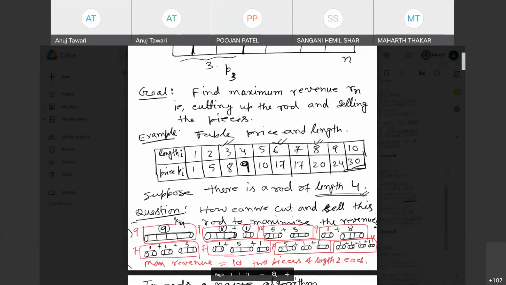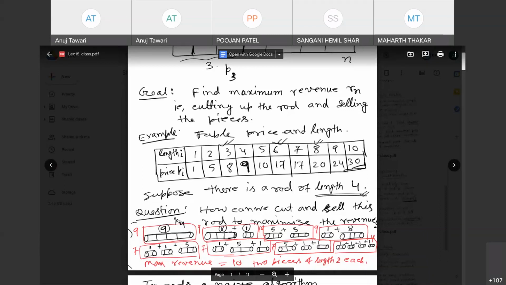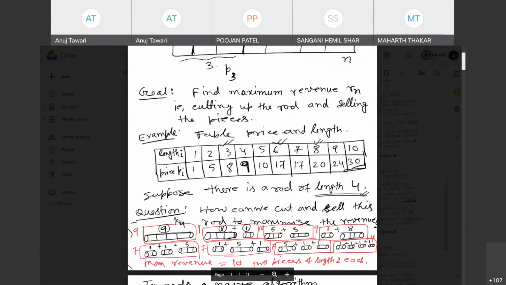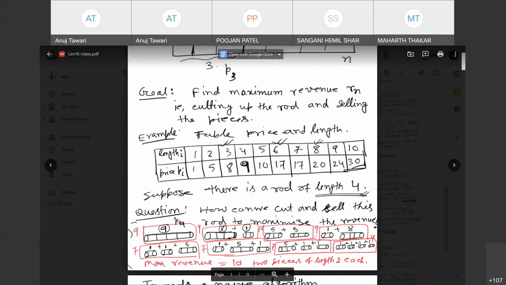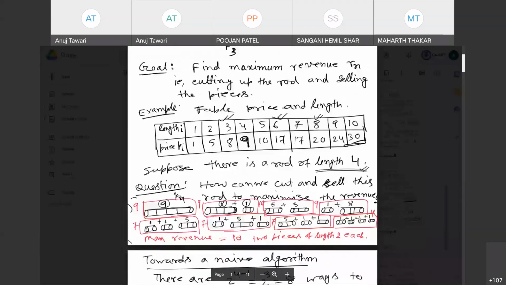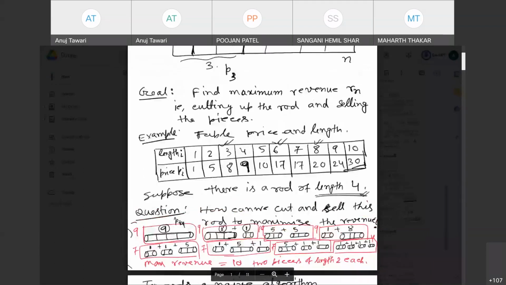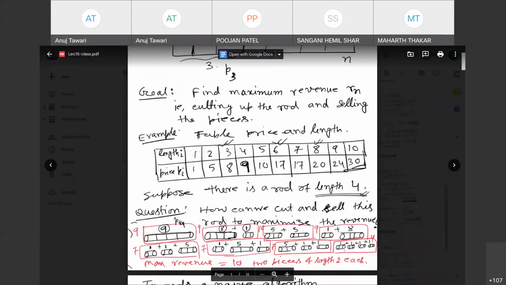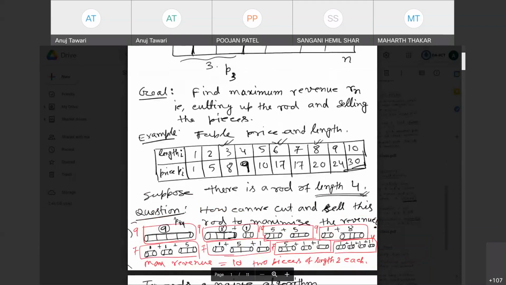Another approach is length 1 plus length 3. You can also cut the rod into 3 pieces or 4 pieces and you'll get these kinds of revenues. And we want the maximum revenue. So how many ways are there to cut this rod into various pieces? Any suggestions?